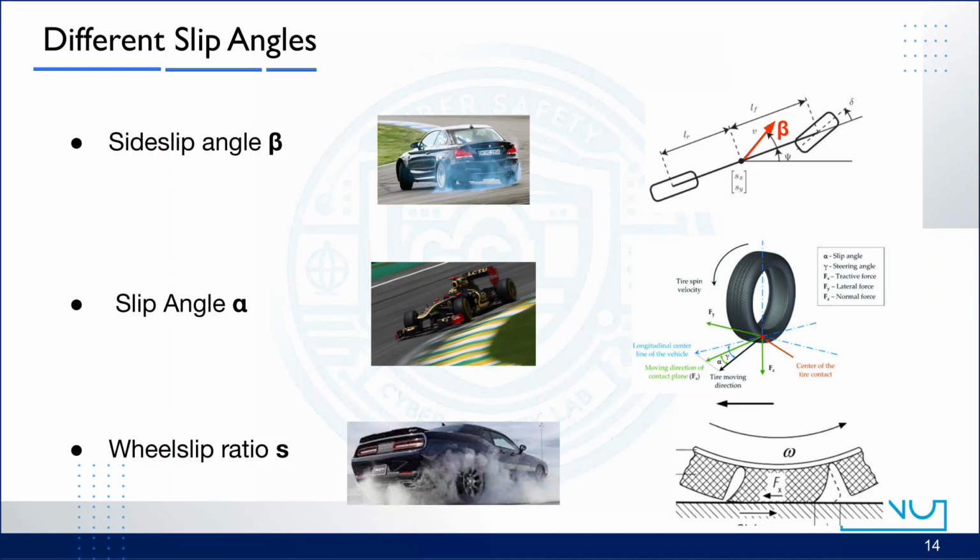Second, the tire slip angle alpha, which happens at each wheel. It is the angle between the tire's actual rolling direction and the direction of travel. This slip angle alpha is what generates the lateral tire force, the force that allows cornering. And finally, the wheel slip ratio S, which appears when the tires spin faster or slower than the actual vehicle speed, for example, during hard acceleration or braking. Together, these slip measures explain why drifting cars can still be controlled and why traction is so critical.